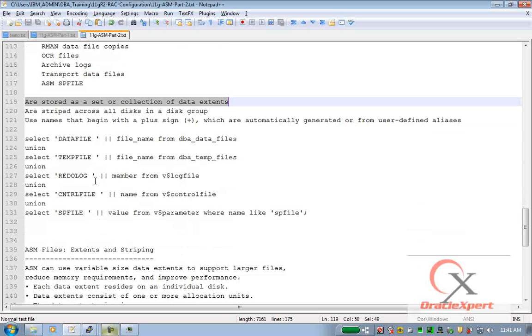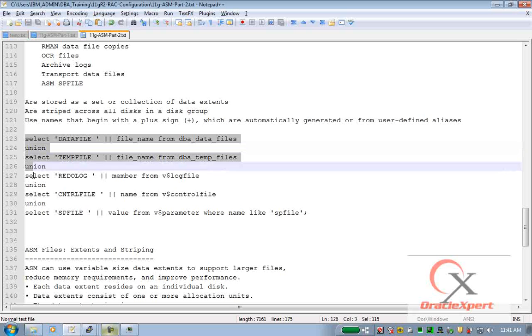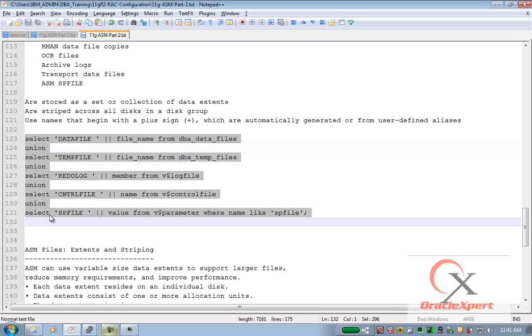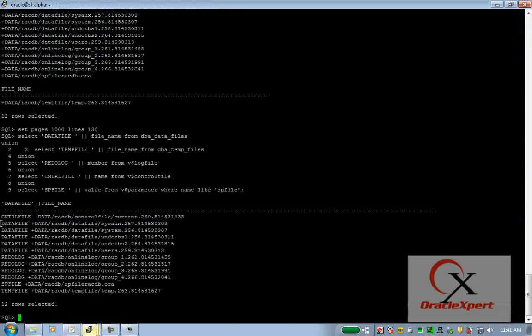So here's a sample query. It's nothing but a union to find out where all my files are. So I select data files from the data dictionary view, temporary files, redo log files, control files and SP file. I'm running this query against my database instance. You can see it here. It's already there. So all of them are on disk group.